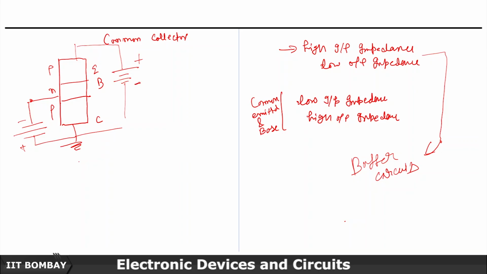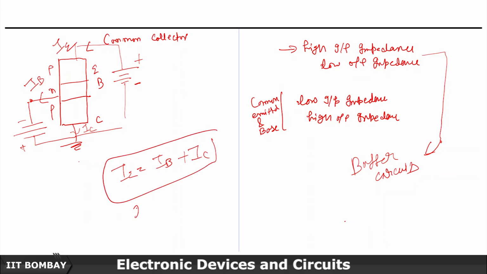Right. And IE current will be here, IB current will be here and IC is here. So this law IE is equal to IB plus IC will remain valid here as well. So why is it high input impedance? Because input is here between N and P, between base and collector, and we know that because of the biasing the impedance would be higher. So that's the common collector and may not be very useful.